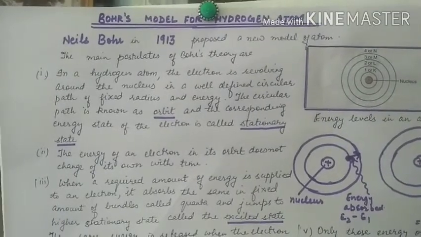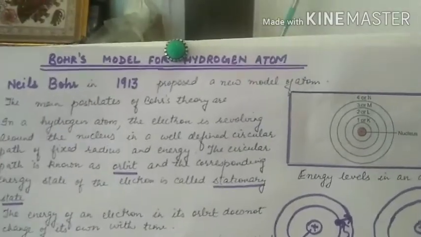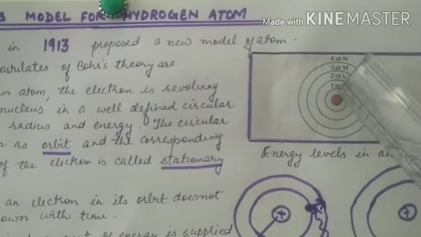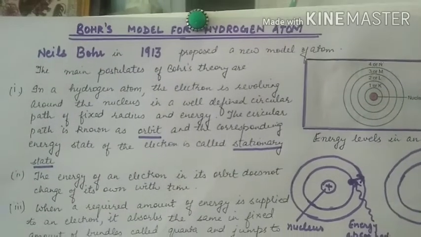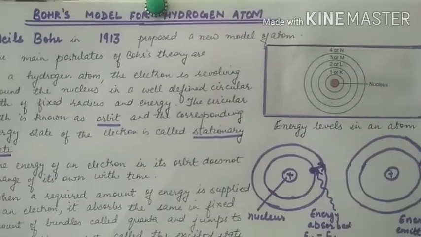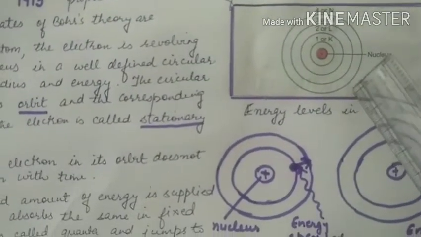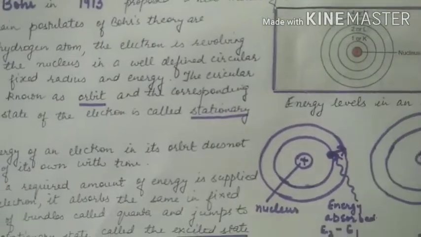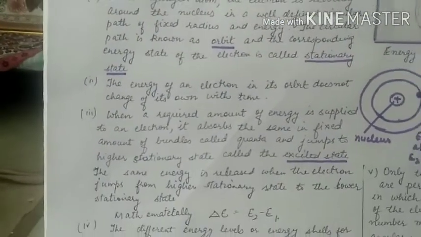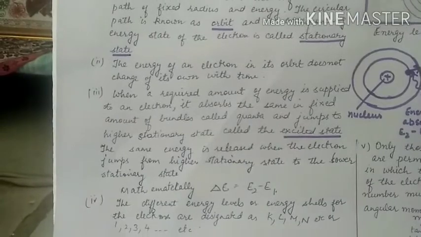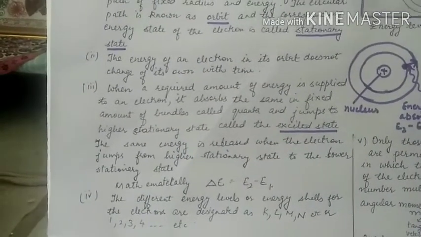The main postulates of Bohr's theory are: in hydrogen atom, the electron is revolving around the nucleus in a circular, well-defined path of fixed radius and energy. This circular path is known as orbit, and the corresponding energy state of the electron is called stationary state. The energy of an electron in its orbit does not change of its own with time.